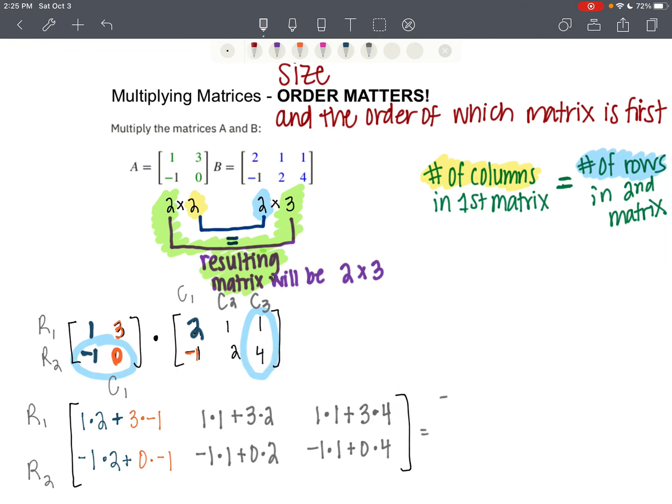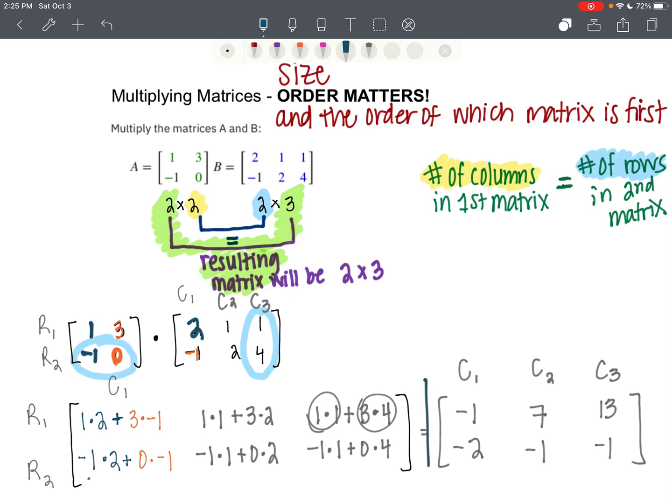And our answer is 2 plus negative 3 is negative 1. I'm going to come down to row 2. Negative 2 plus 0 is negative 2. Then I'm going to do the math for column 2. 1 plus 6 is 7. Negative 1 plus 0 is negative 1. And then I'm going to do the math for column 3. 1 plus 12 is 13. And negative 1 plus 0 is negative 1. And that is our final answer for multiplying.